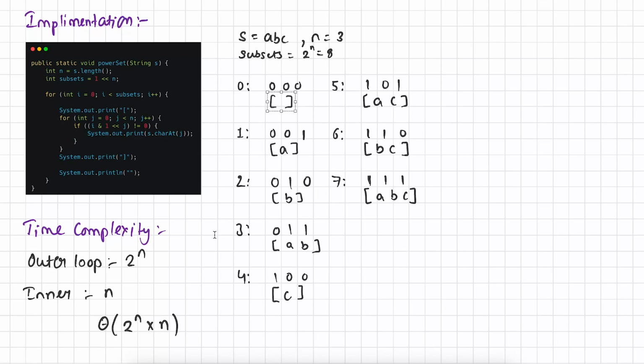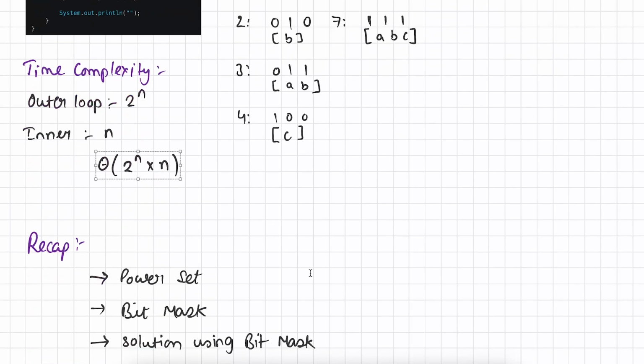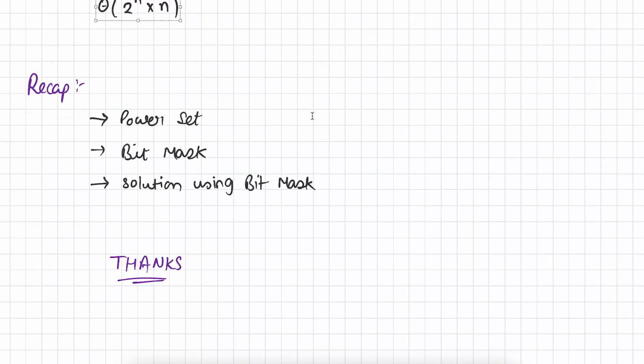Now talking about the time complexity of this function, the outer loop runs 2 to the power n times, meaning 0 to 7. And the inner loop runs n times, and n is 3, which means in each iteration it runs 3 times. So the overall time complexity of this function is going to be theta of 2^n times n. Clear? Okay.